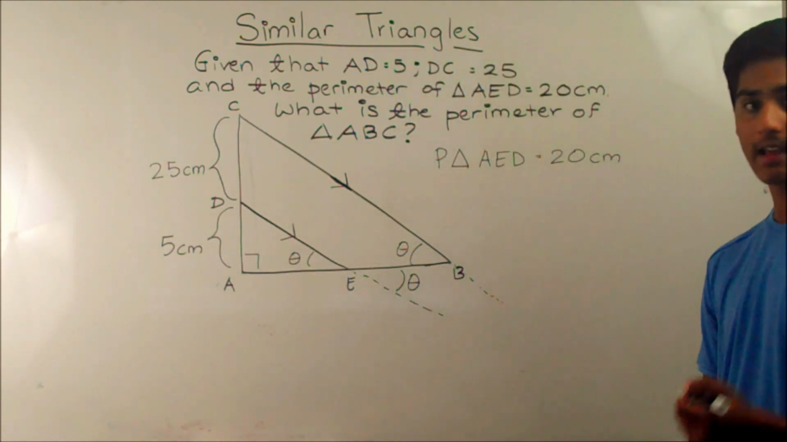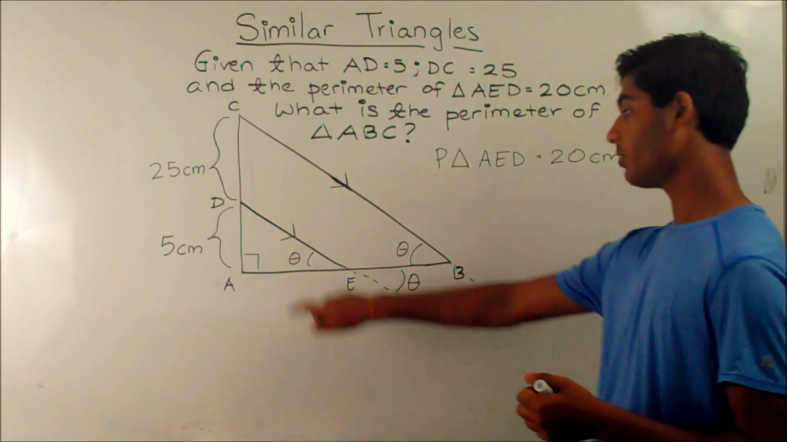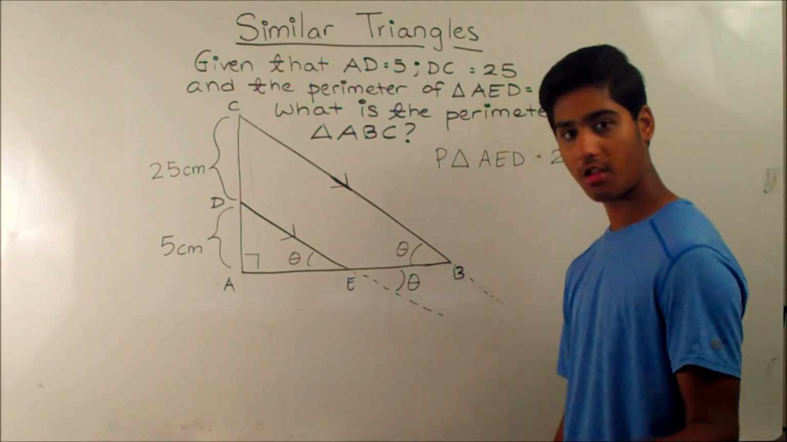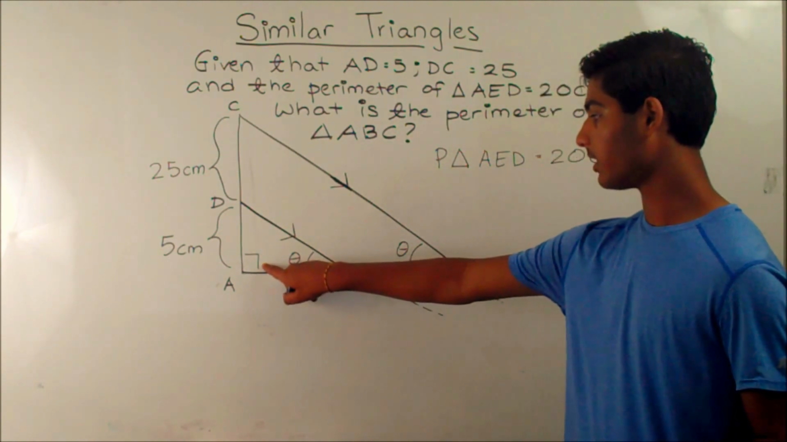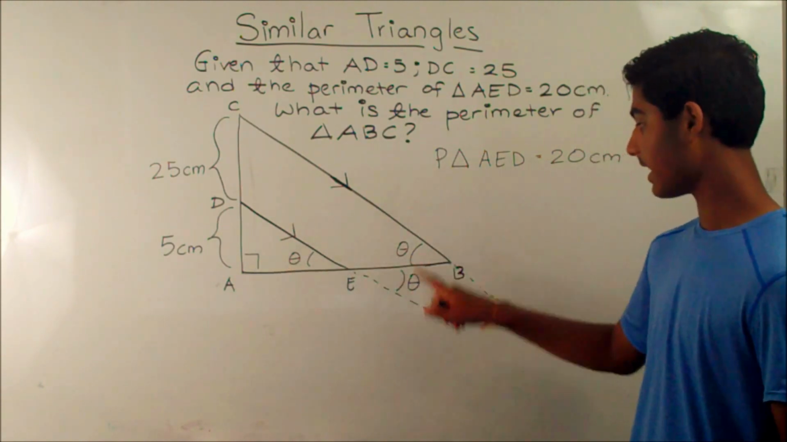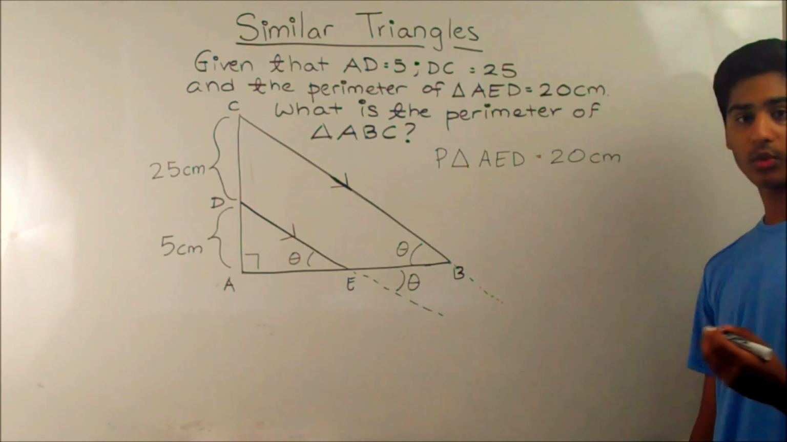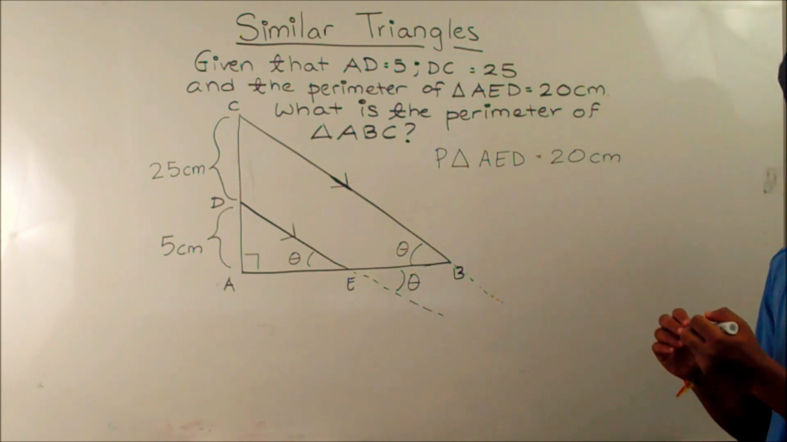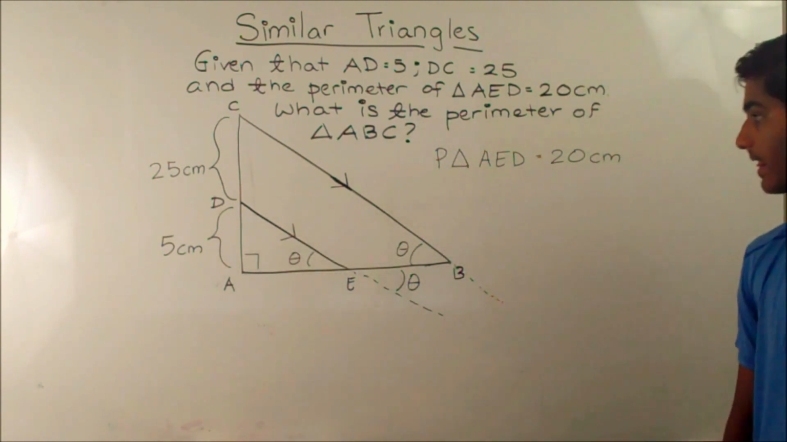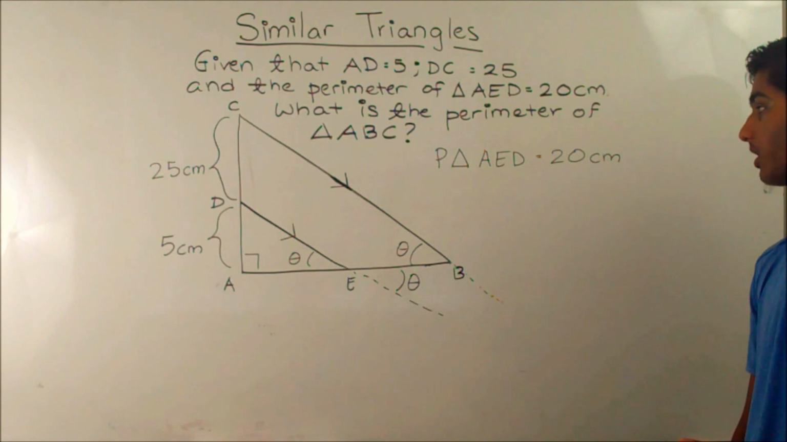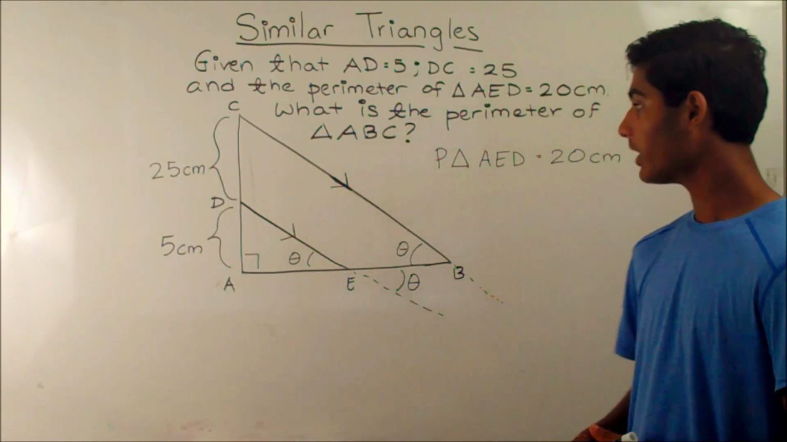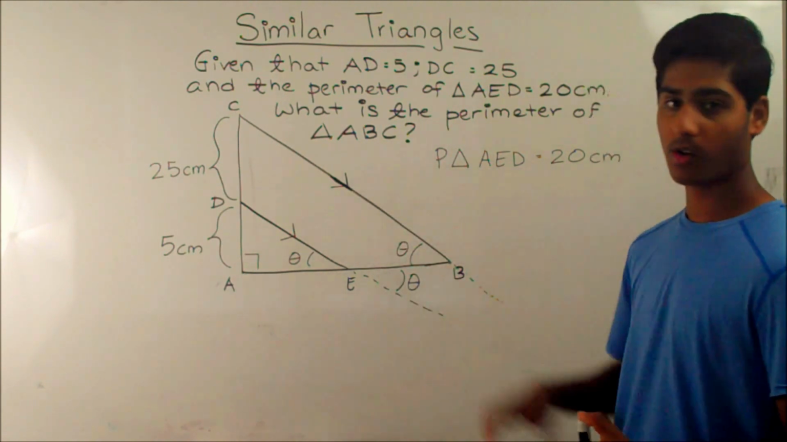Now we know by the angle-angle conjecture that if two angles are congruent to that of the other triangle, so in the smaller triangle it's this right angle and theta, in the larger triangle it's this right angle and this theta. So if these two angles are the same, then the third one is the same, meaning that these triangles are similar. So now that we know that they're similar, we can find the perimeter.